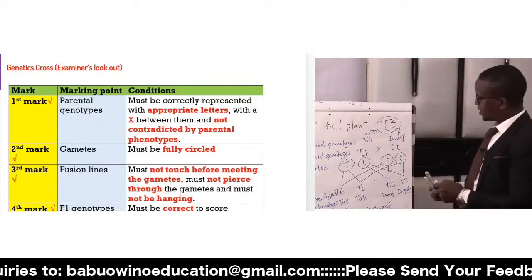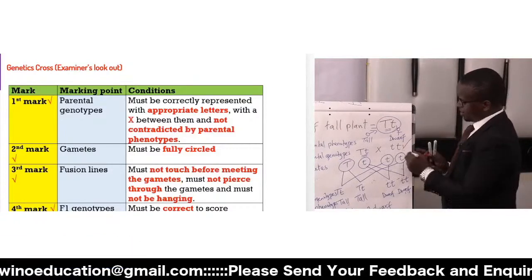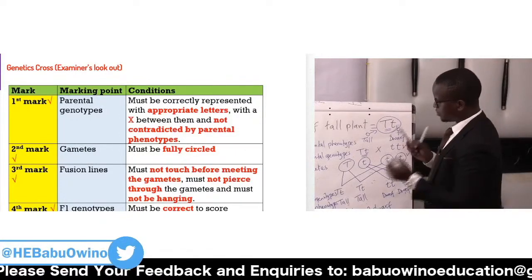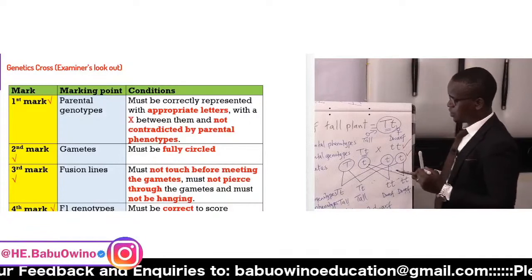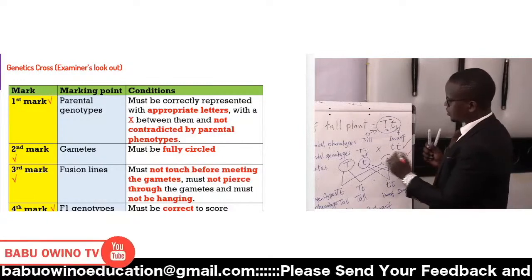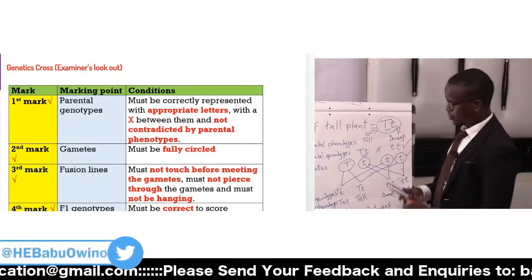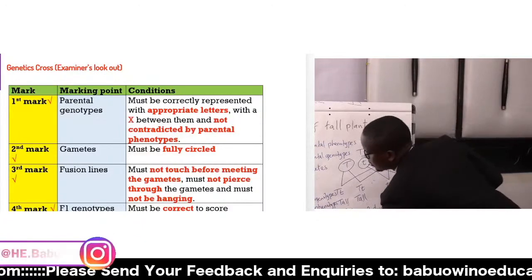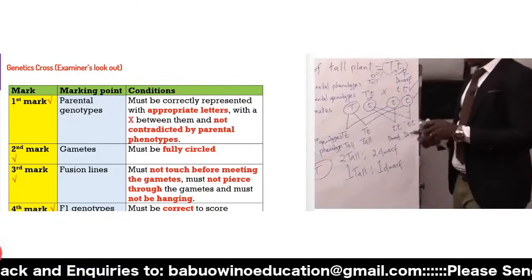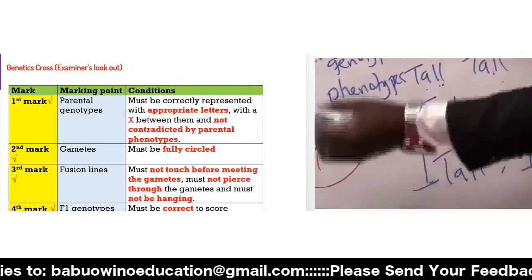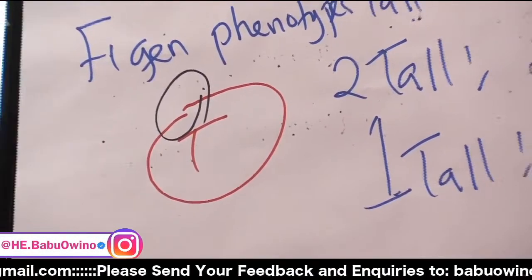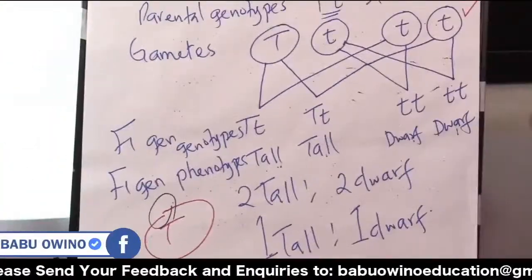Then the second mark is always earned at the gametes. You will only get the mark at the gamete if the gametes are fully cycled and well represented, with no discontinuities. What you mean by this is this scenario. A student can decide to indicate capital T, but then in a hurry writes this. If you look at this case, there's a discontinuity at this point. So the gamete is not fully cycled. If the gamete is not fully cycled, there's a broken egg. I have never seen a chick hatching from a broken egg. So you'll be penalized for that.